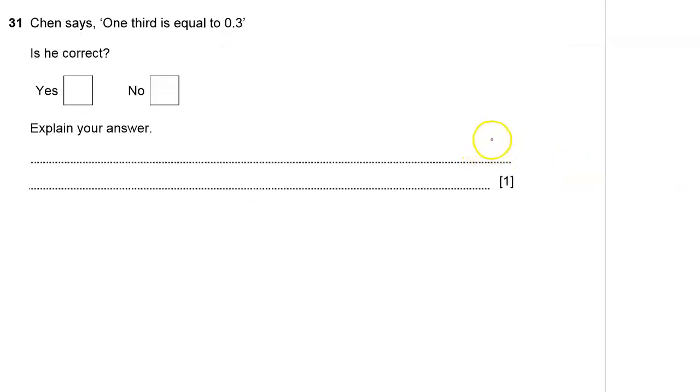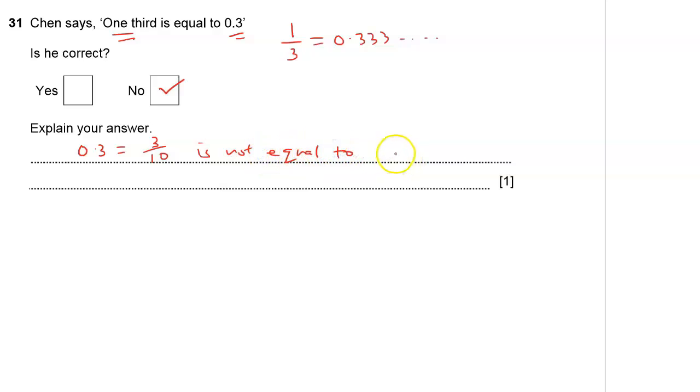Lastly, number 31. Chen says 1/3 is equal to 0.3. Is he correct? If you take 1 divided by 3, this will give you 0.333 recurring. So it's obvious that 1/3 is not equal to 0.3. So the answer is no. And of course, you can explain this by saying that 0.3 is equivalent to 3/10 if you change it to a fraction, and 3/10 is not equal to 1/3.